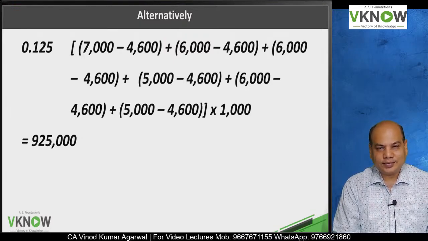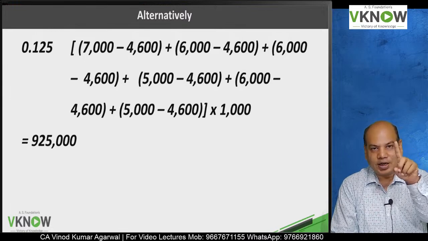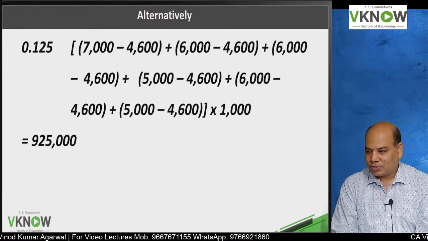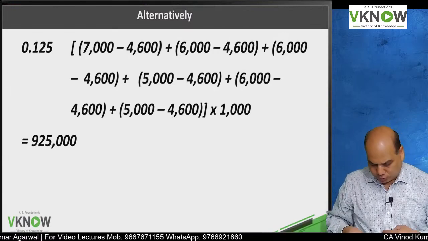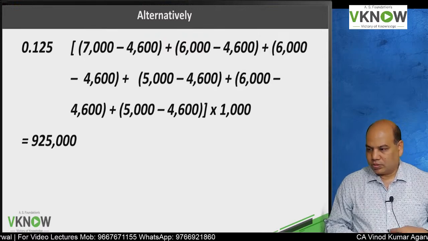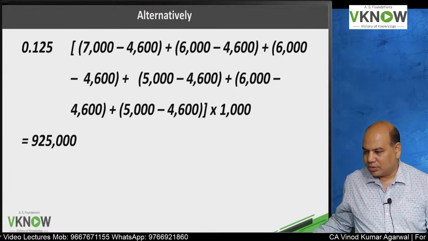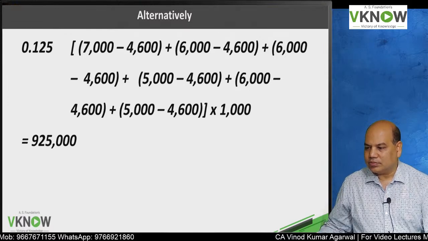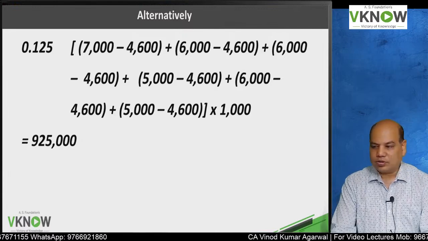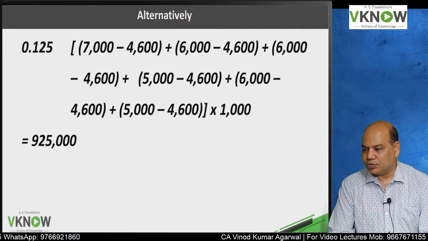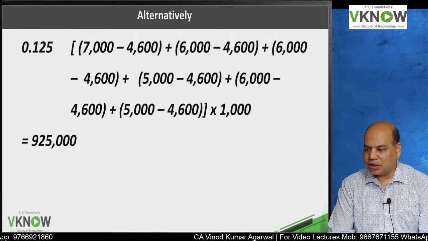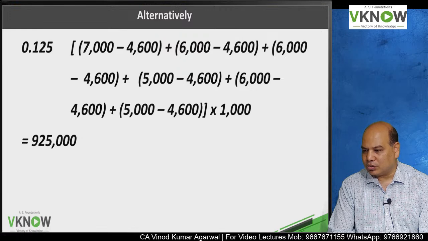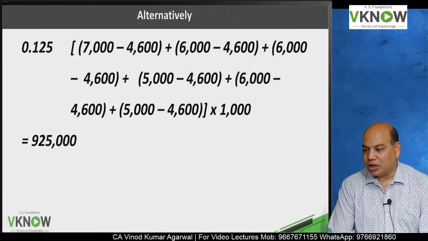0.125 into bracket. First number on the top right side in diagram 2, 7,000 minus 4,600, that is extraction cost, plus 6,000 minus 4,600 extraction cost, plus again 6,000 minus 4,600 extraction cost, plus 5,000 minus 4,600 plus 6,000 minus 4,600 plus 5,000 minus 4,600, bracket close, into 1000 quantity.